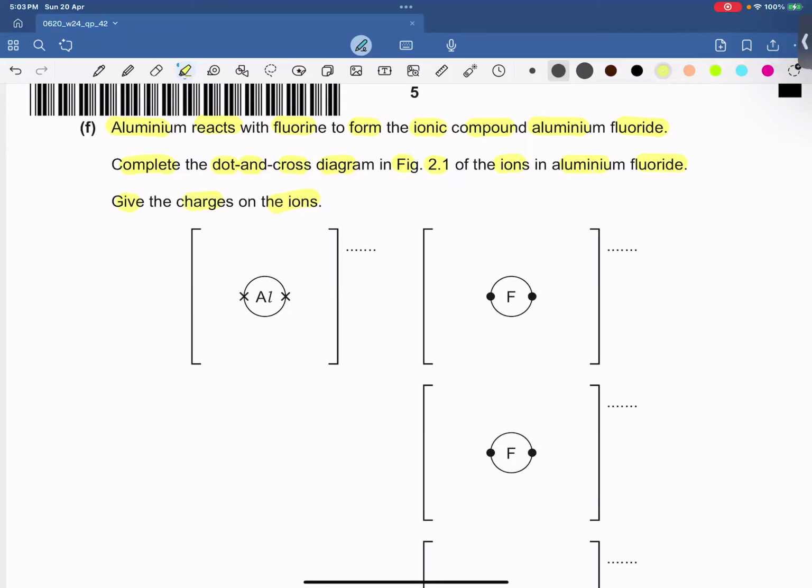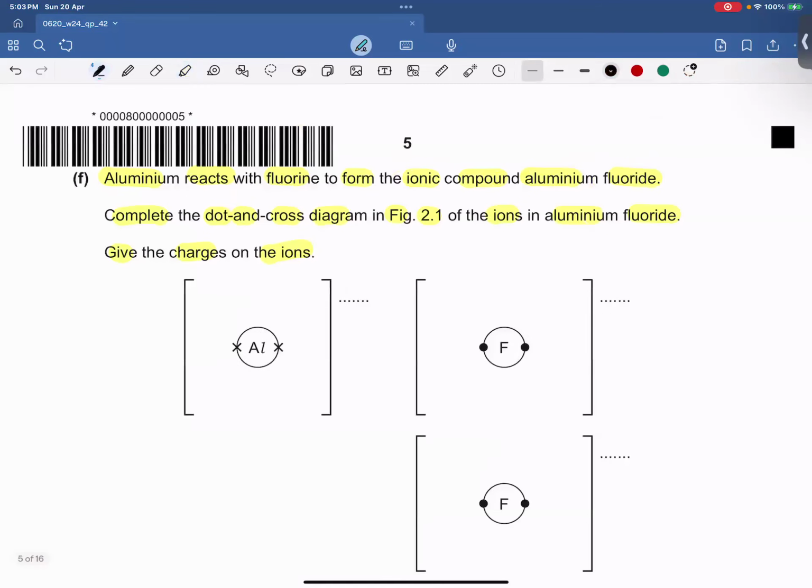Give the charges of the ions. Guys, aluminum has an atomic number of 13. Let's configure it: 2, 8, and 3. Aluminum carries a 3 plus charge, so it lost 3 electrons, and so its configuration is 2 and 8. First shell the examiner has shown already. I need to mention the second shell. Let's draw that. And that second shell contains 8 electrons, and those 8 electrons are represented by cross. And it carries 3 plus charge.